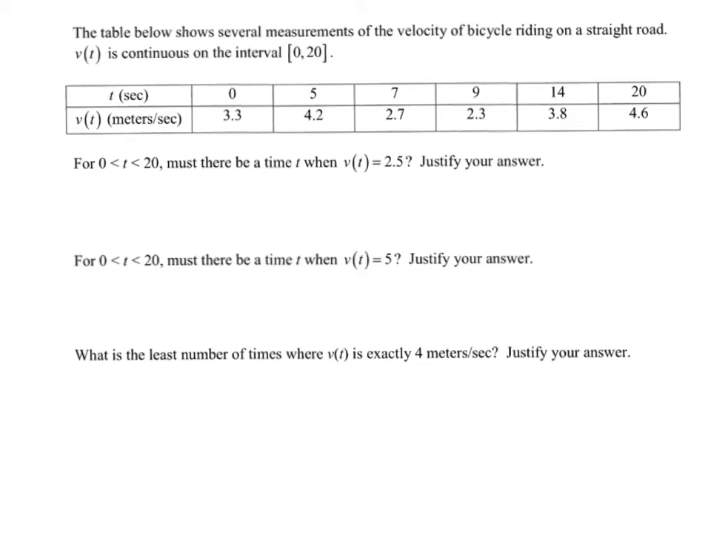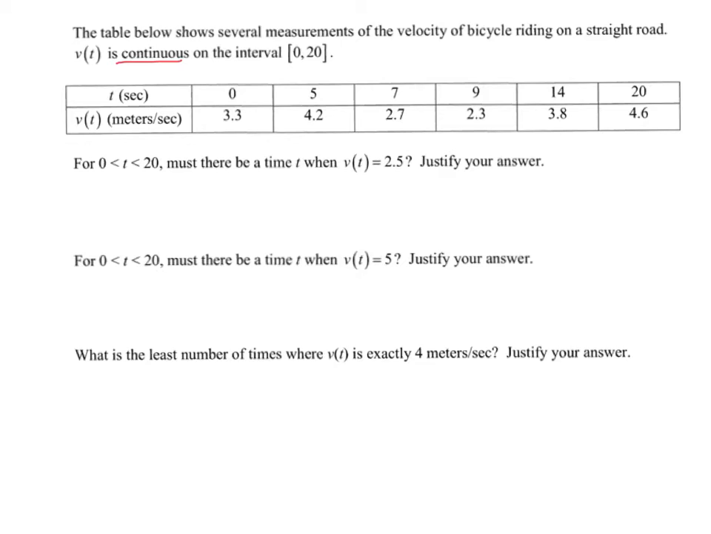The table below shows several measurements of the velocity of a bicycle riding on a straight road. V of t is continuous on the interval 0 to 20. Okay, so you can see the table is giving you different times, and the outputs are the velocity. So it says for 0 to 20, must there be a time t when v of t equals 2.5? Justify your answer. Okay, so we really want to look at our outputs here. And we want to say, what are our y values and what's happening?